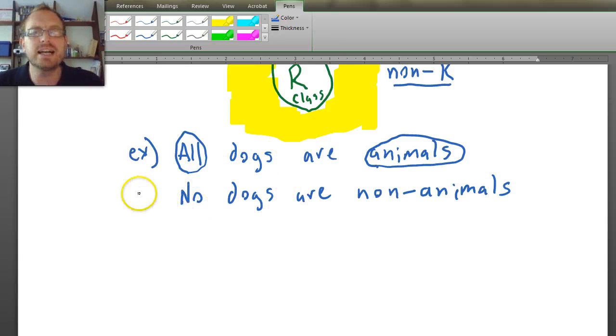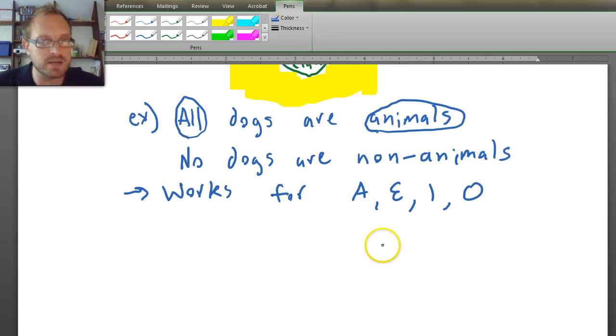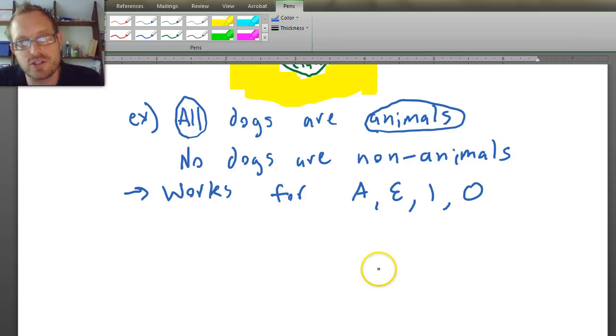Now here's the thing: aversion works for all statements. So this works for the A, the E, the I, and the O statement. So there's no fallacy that we would call illicit aversion, because it can work for all of them. Now let's do a negative particular, because this is a universal affirmative statement. Let's do another example here.